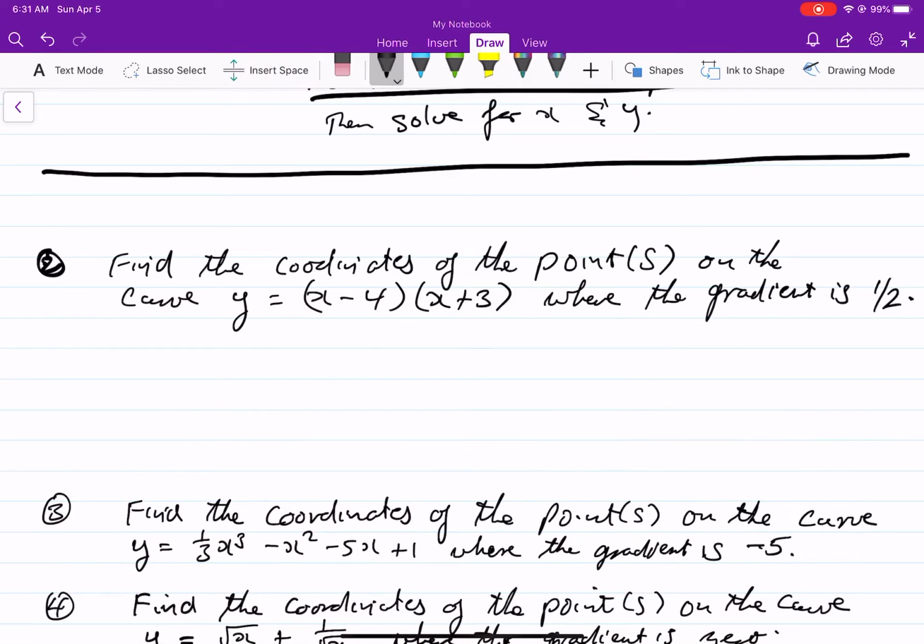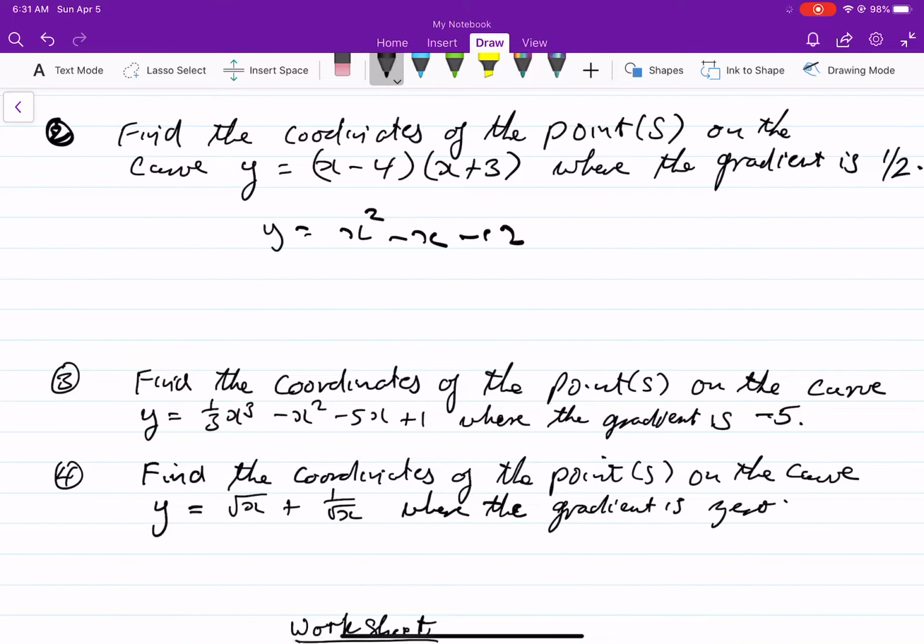Based on the only method of differentiation we know, we have to open up these brackets. So y is equal to x squared, plus 3x minus 4x, that's minus x, I think. Double check my algebra there. And minus 12. X squared, minus 4 plus 3 is minus 1. Yes, and therefore dy/dx, the gradient function, is equal to 2x minus 1.